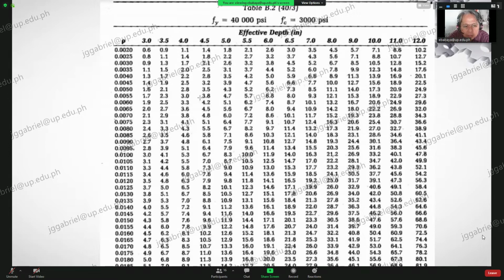Now that is here now. Okay, your requirement is 4.5. So we better use 0.55 as your rho. Ito yung rho mo. Kaya naging 0.0055, the reinforcement ratio for your moment reinforcement. Okay? So that's how you will use this table. Any question? Malinaw ba yan?